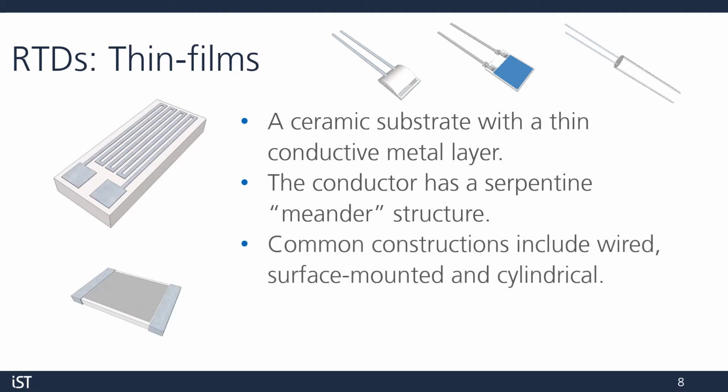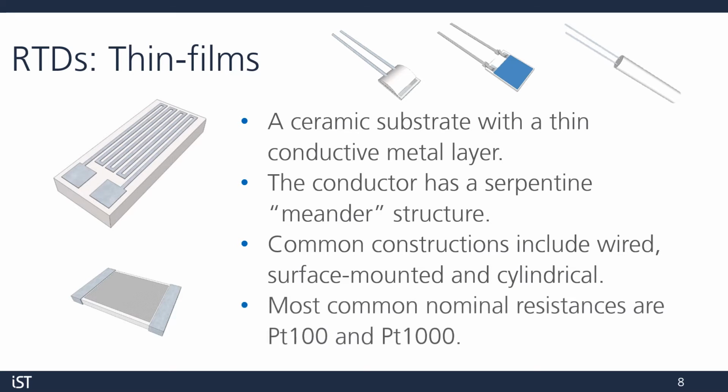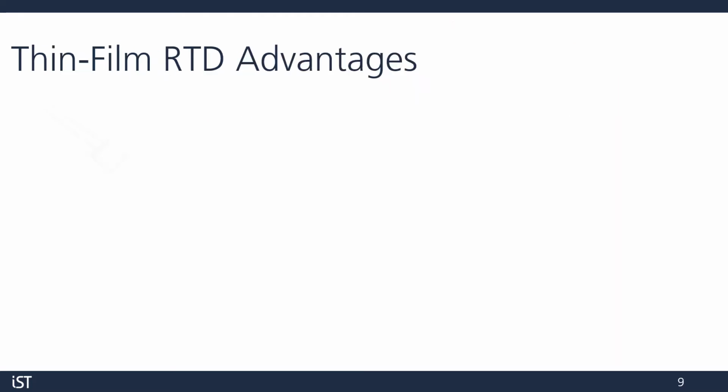There are a number of different construction examples ranging from wired to cylindrical to surface mounted. Thin film RTDs also have a nominal resistance. For platinum, the most common are PT100 and PT1000. With so many temperature sensing technologies available, what makes thin film stand out?